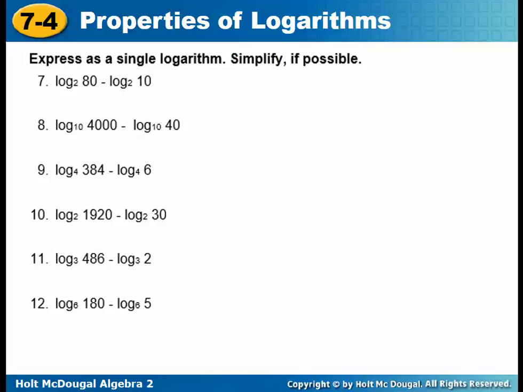All right, on your worksheet, you're going to do the same thing. You're going to express as a single log and then simplify if possible. Let's look at number 12. Log base 6 of 180 minus log base 6 of 5. So we can use our quotient rule to rewrite this as 180 divided by 5. And then we are going to find out what that simplifies to.